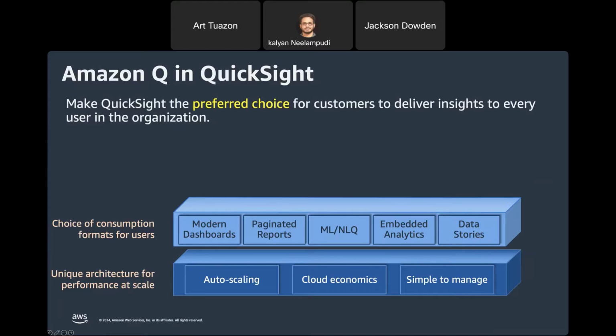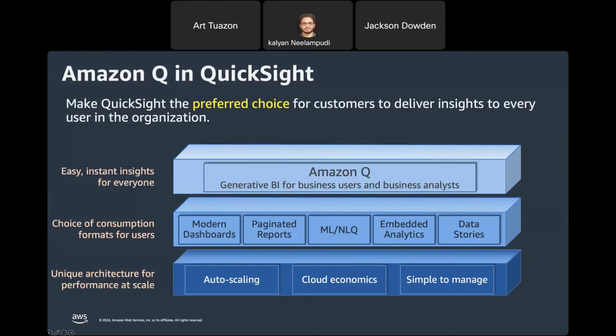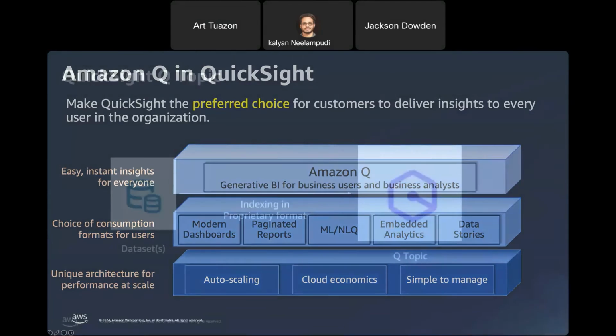Now on top of all of that, we've included Amazon Q. We're making it even easier for you, your team, and customers to gain insights from data, from both the reader and the authoring perspective. Amazon Q relies on this entire infrastructure and the data that you provide for its generative BI capabilities. And that's what we'll dive into next.